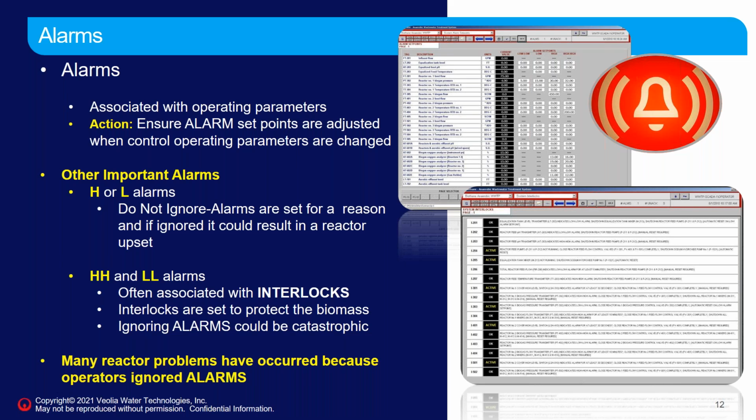the alarm set points for the high, the low, the high, and the low alarms. And one thing that you have to be especially careful of is if you change a set point in your control parameters, you want to make sure that you adjust your high and low and high and low alarms associated with that parameter. If you don't do that, you could miss out on a potentially dangerous situation. So make sure that you change your alarm set points based on what your control or operating set points are.